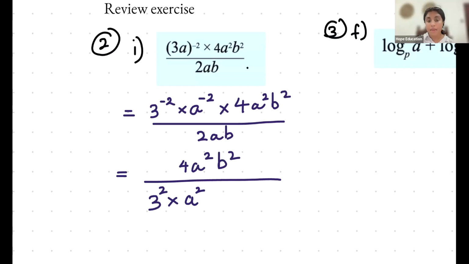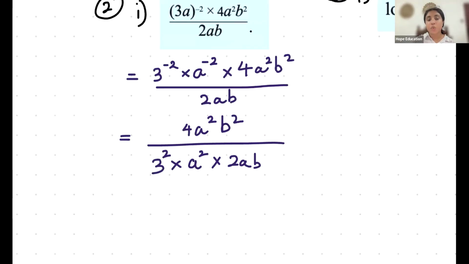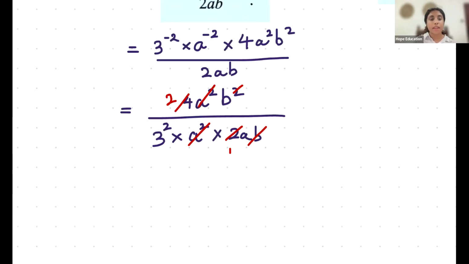At the bottom we also have 2ab. Now we'll do the cut and chop. A squared. Here there is 1b, and from b squared one b cancels, so one b remains. Here this is 2. 2 times 1 is 2, 2 times 2 is 4. Let's see what we have remaining. In the numerator we have 2b. In the denominator we have 3 to the power 2, which means 3 times 3, which is 9. In the denominator we have 9a. This should be your final answer.